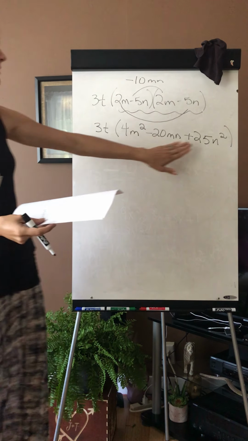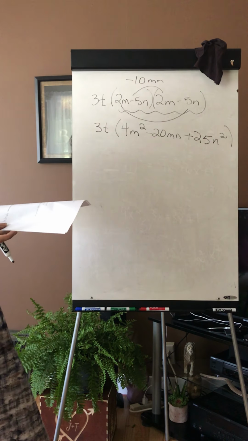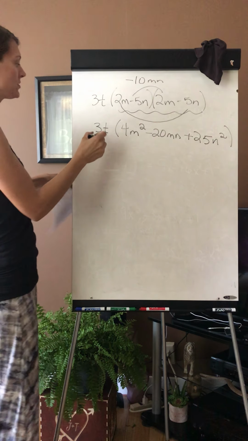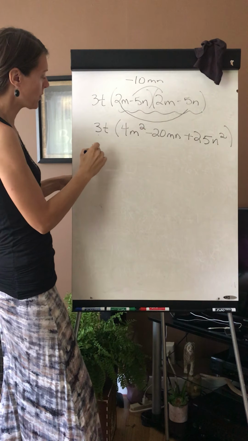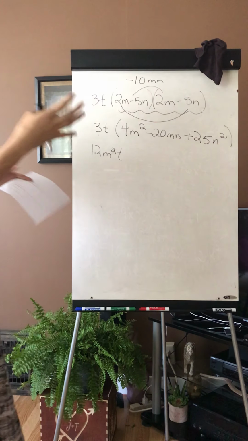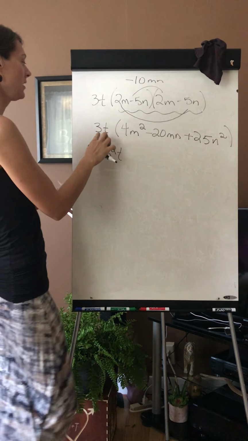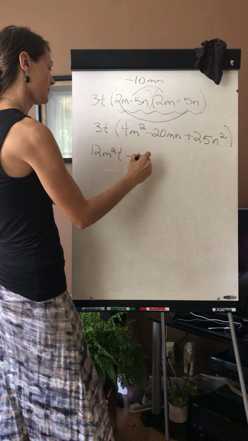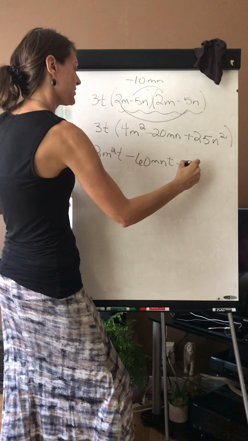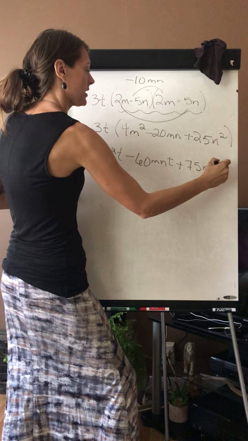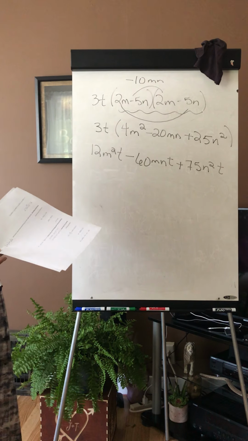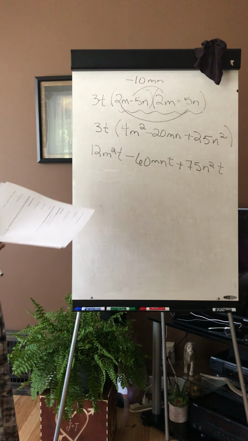You'll notice I kept them in a set of parentheses. That way I make sure when I distribute the 3t, I do so to all 3 of those terms. So now 3 times 4 is 12. And then again, if you want it in alphabetical order, m squared t. If you prefer the t in front, that's fine as well. And then we've got negative 60nt. And then 3 times 25 is positive 75n squared t. So this will be your final, we call it the expanded form because we do not see any parentheses. Also, we've combined all of our like terms.